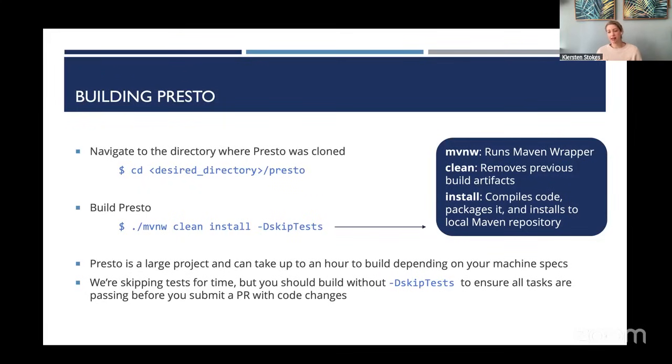But that being said, you will want to run the build without skipping the tests at least once before you submit a pull request, because obviously we're going to want all the tests to pass on that pull request. So it's just a best practice before opening that PR to make sure all the tests are passing. But for our purposes, not necessary.